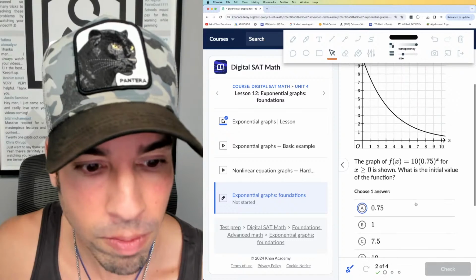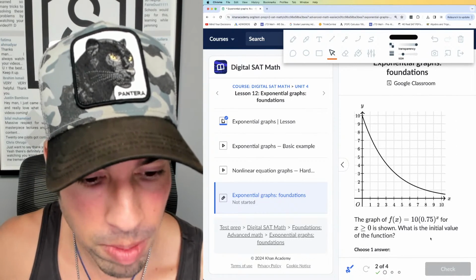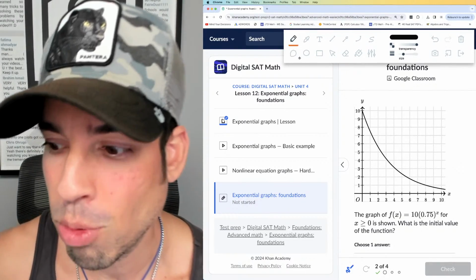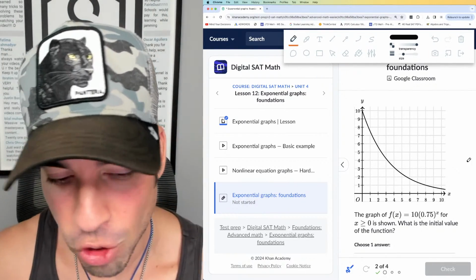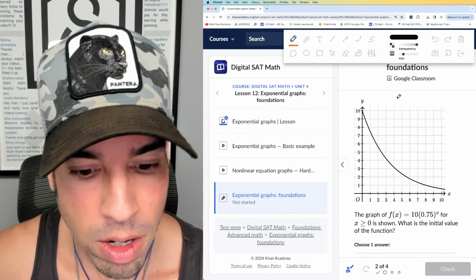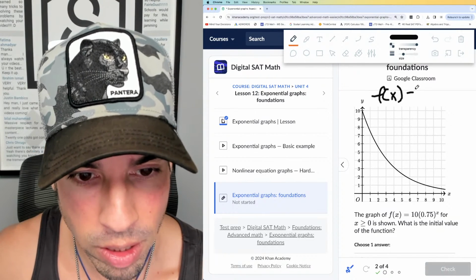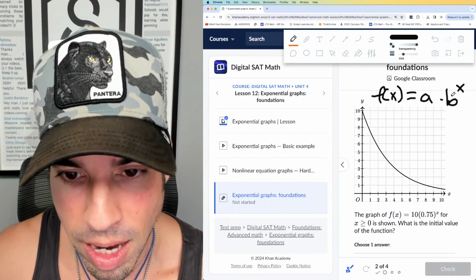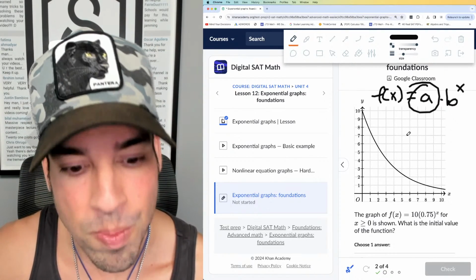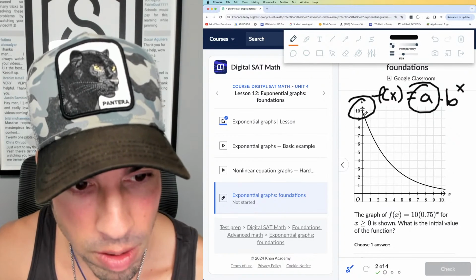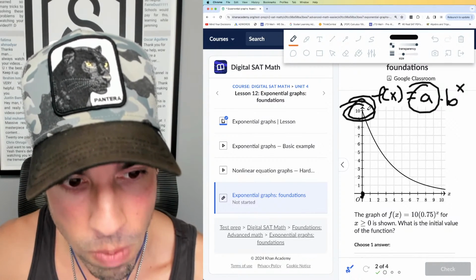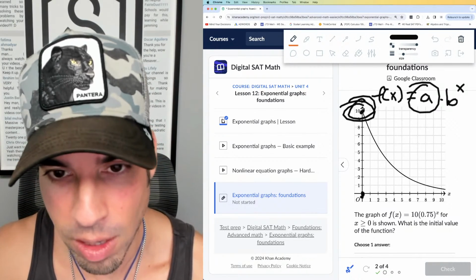Here we go. The graph of f of x equals blah, blah, blah for x is greater than or equal to 0. What is the initial value of the function? All right, so this is a really important one to know, because when we're talking about initial for any exponential, it's always this value in front. Our typical format for an exponential is a times b to the x. And whatever the constant is out here that's not being raised to an exponent, that's our initial value. You can also see that right here, the initial value is the function value when x is equal to 0. So you can see that it's 10, aka y-intercept of 10.